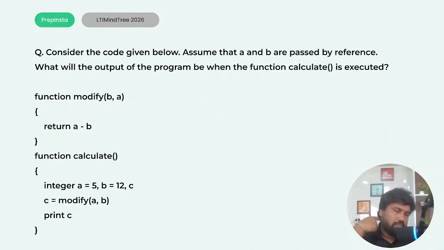Next, look at the problems based on pseudocode. In pseudocode, mostly the questions will be output based, guys. So let's solve this question.